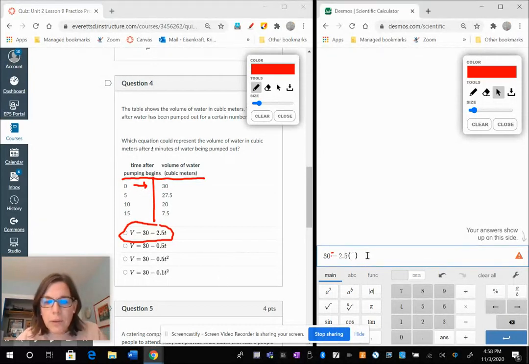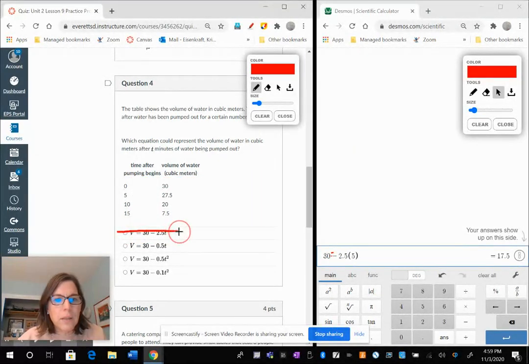So if I plug in a 0, yay, I get 30. What about if I plug in a 5? It falls apart on the second one. So nope, first one is not correct.